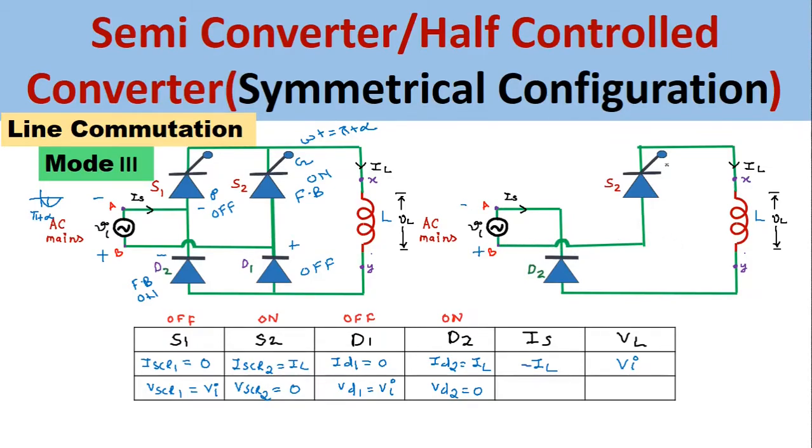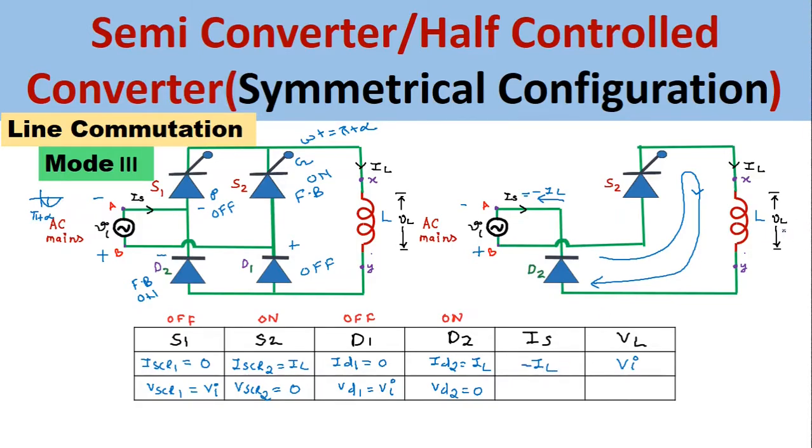So what is the direction of the load current now? The direction of the load current will be like this only. That means before also it is flowing in the clockwise direction, now also it is flowing in the clockwise direction only. So in this condition, the load current will flow like this and it will come like this. That means the source current will be equal to minus of load current in this condition. So here we have taken source current equal to minus of load current.